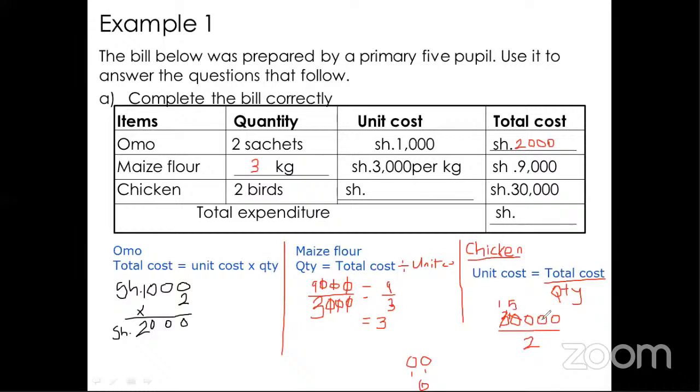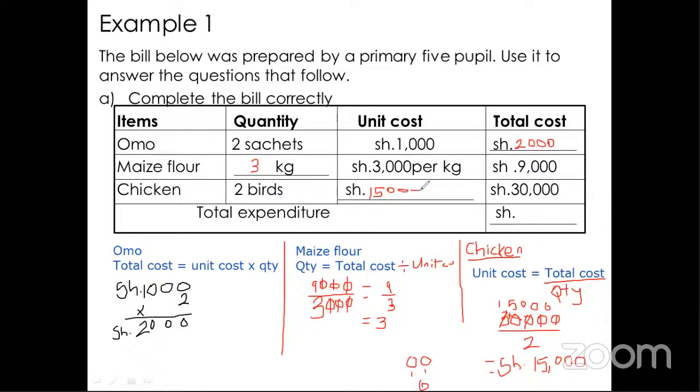So we have the 3 zeros here. These 3 zeros, make sure you divide them by 2 also. 0 divided by 2 is 0, also 0 divided by 2 is 0, and then 0 divided by 2 is 0. So you will find that the unit cost for our chicken for 1 bird is 15,000. Each bird cost 15,000. So you bought each bird at 15,000. Then you come and fill here your 15,000.